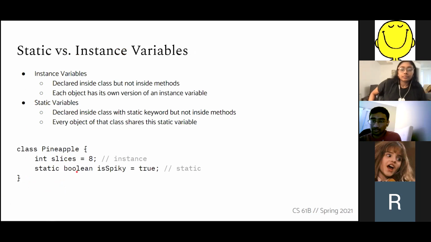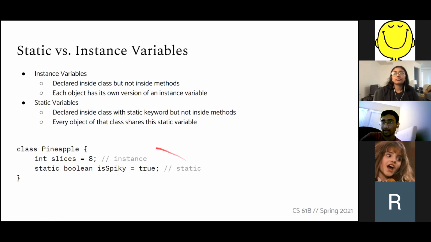All right, so then the next topic, static versus instance variables. So these are just some basic definitions for each. Instance variables, you define them inside classes. Like I've defined inside this class pineapple, this int slices, but not inside methods. So they're variables that are defined in classes, but not inside methods.